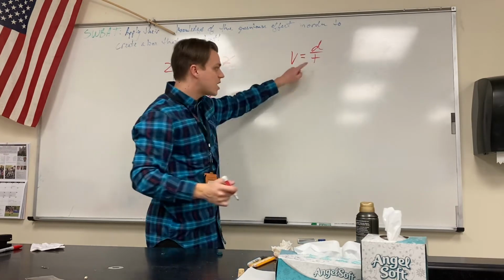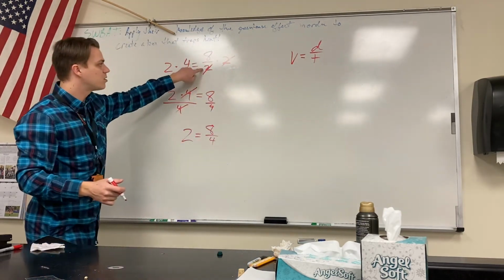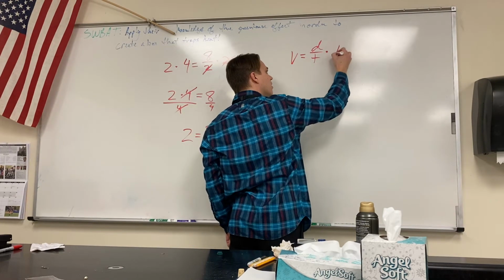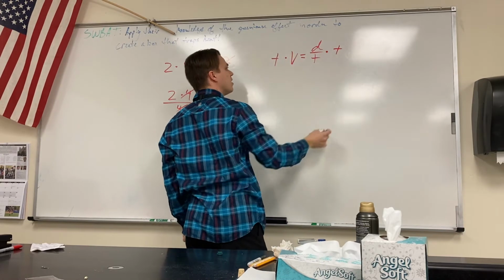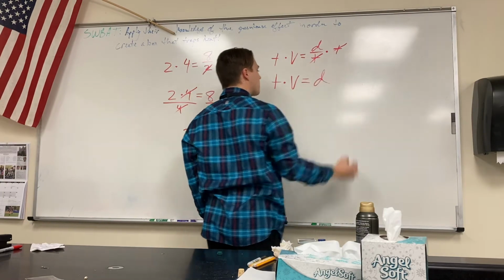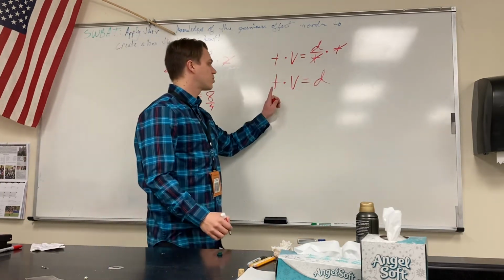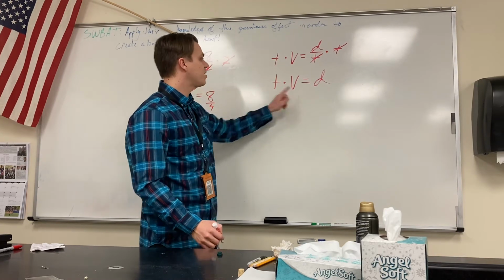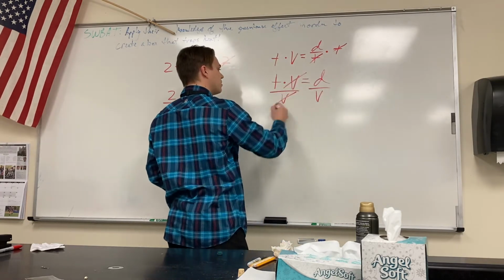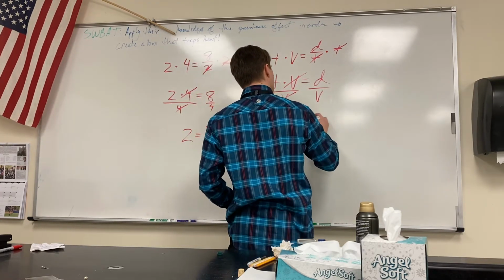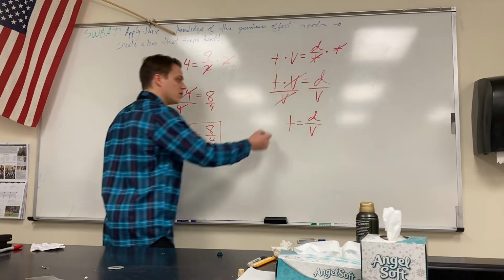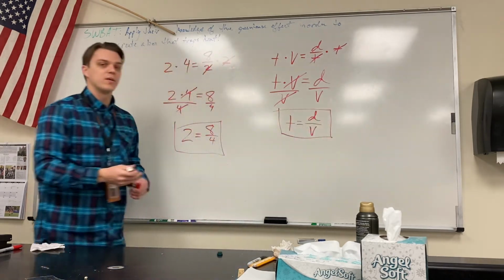If we want to set t to be alone, just like how we did here with the 2 to be set alone, we need to move it to the other side. So it's d divided by t. We need to multiply by t on both sides, cancel out the t, and we're left with t multiplied by v equals d. Since we're trying to get t to be alone, we have t multiplied by v, so we need to divide by v on both sides. We end up canceling the v, so we have t equals d over v. Just like how we have 2 equals 8 over 4, t equals d over v.